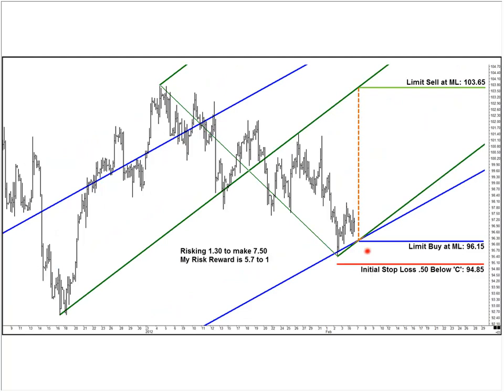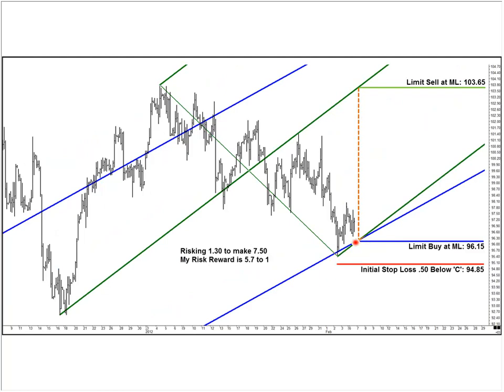I like that. So, what am I willing to do? I'm willing to get long at 96.15 where price retests, which will be the first test after I draw this inside median line. It will be the retest of the blue. I'm going to be a limit buyer at 96.15, right at the confluence where both of these median lines meet. My stop loss is going to be 94.85.